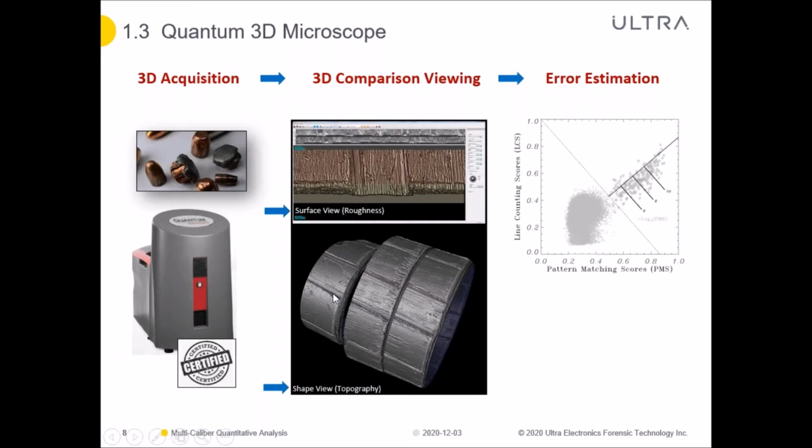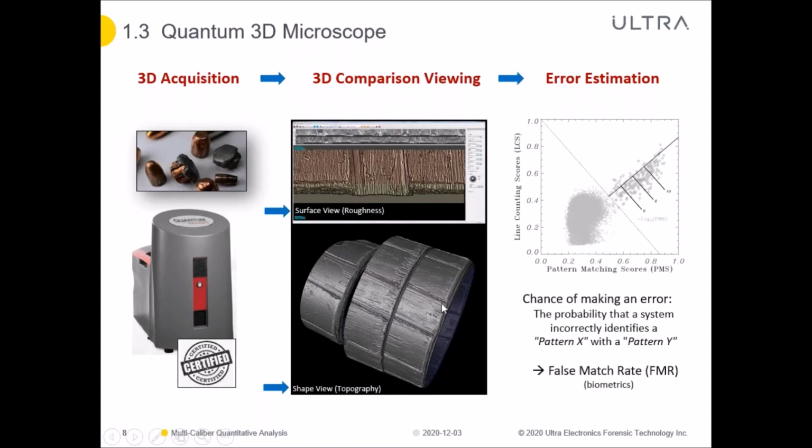But first, let's start with the definition of making a wrong call. That's the probability that a system incorrectly identifies a pattern X with a pattern Y. It is basically the false match rate that they use in biometrics. Today, we intend to evaluate that, but for ballistics.